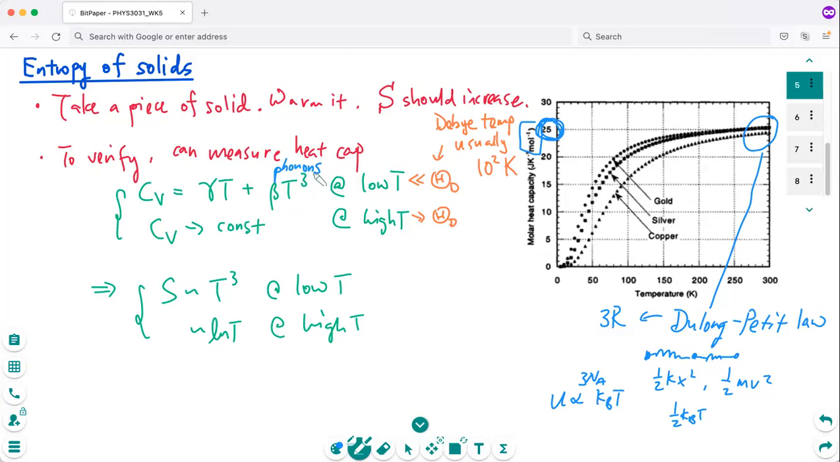And I'm going to give you this T cube law. So this part is due to phonon. And once you write down the theory carefully, you will see this T cube behavior at low temperature. And moreover, once you do this theory fully, you will also be able to get the Dulong-Petit law. That's to say, if you go to the high temperature limit, you will also get this constant behavior.